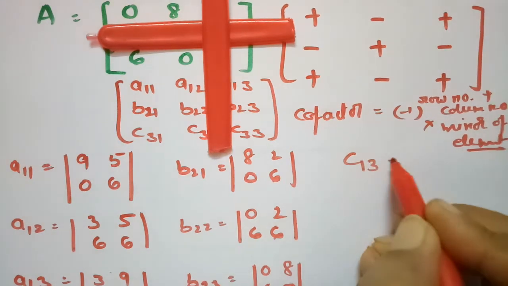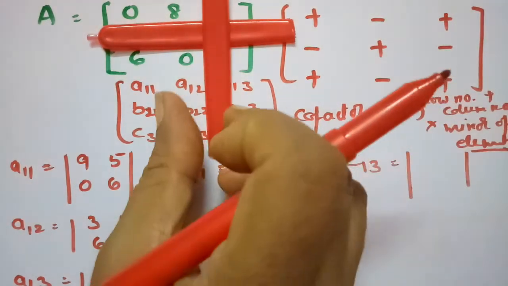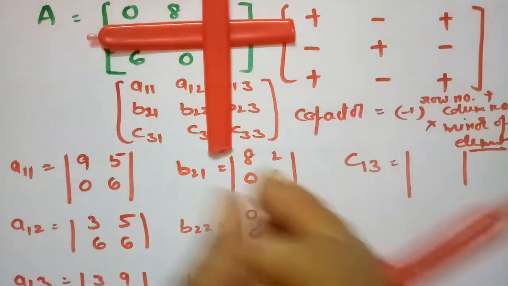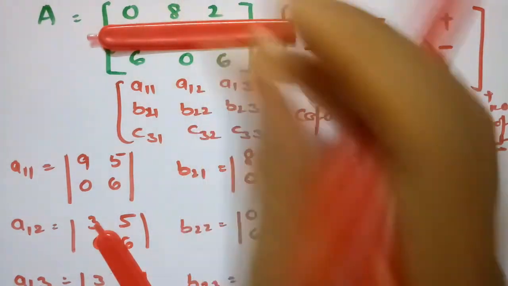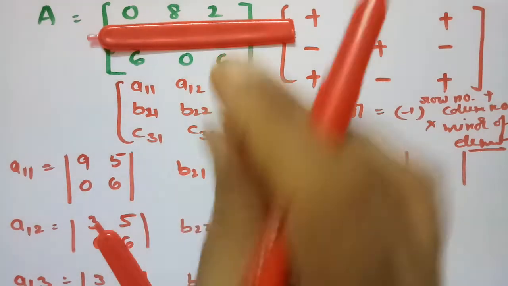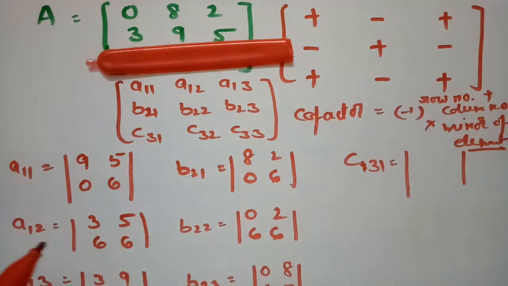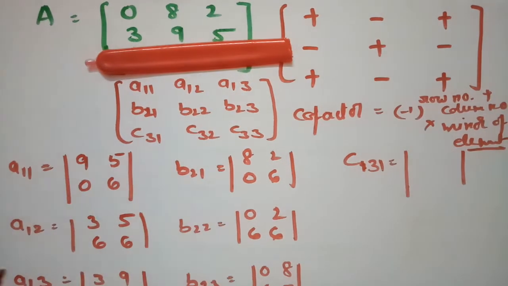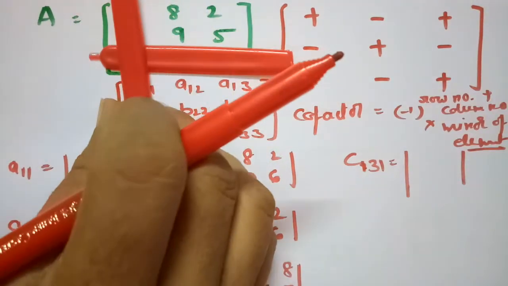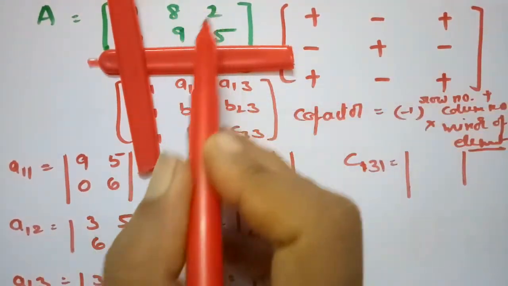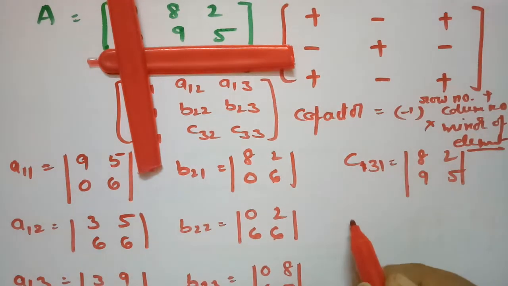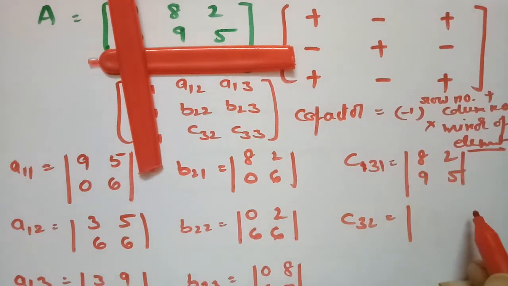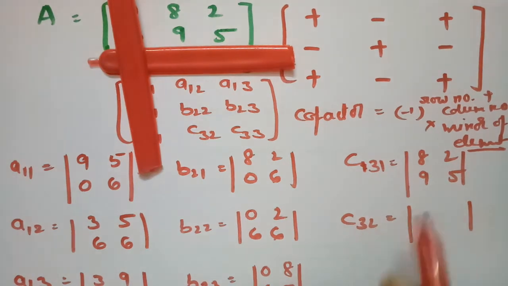First row and second column. The minor will be... so I have to close this one. This is 31. If I want the minor of this element, I have to close this row as well as this column. After closing this row and column, what remains here? 8295. This is 82, this is 95, and this is row 3 and column 2.